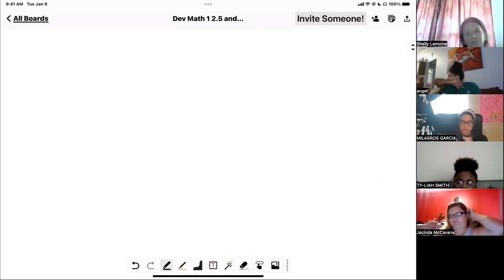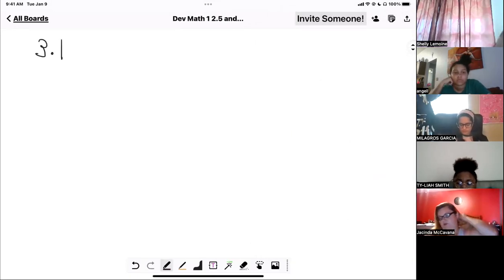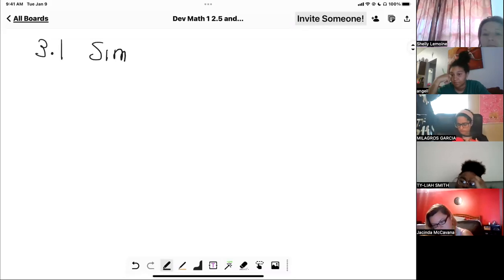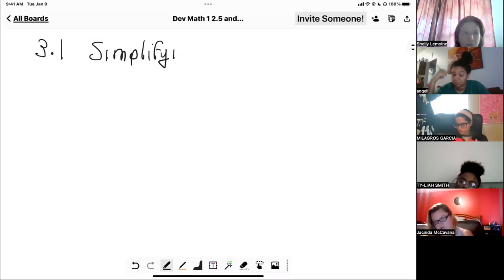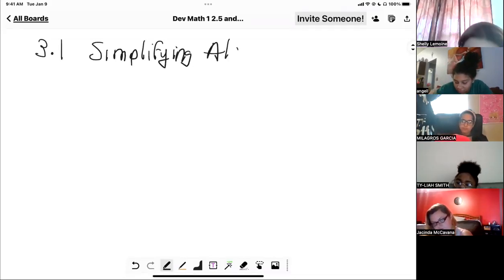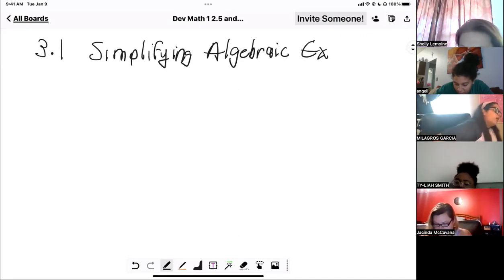Problem, that's for sure. Okay, so 3.1. So now we're going to get into our algebra again. So simplifying algebraic expressions.